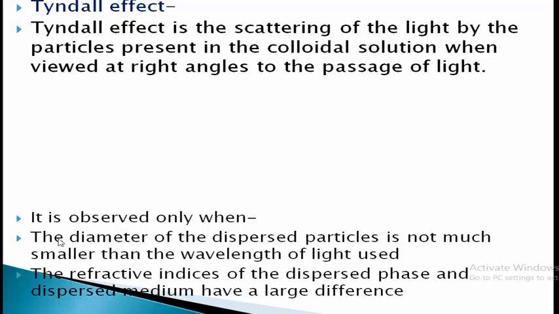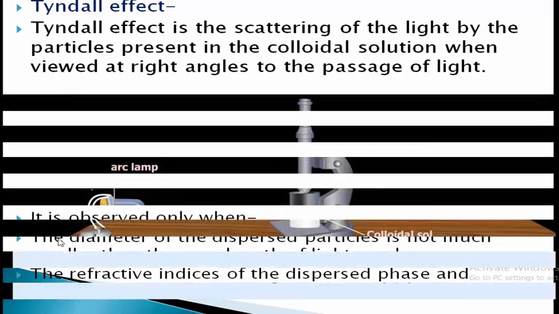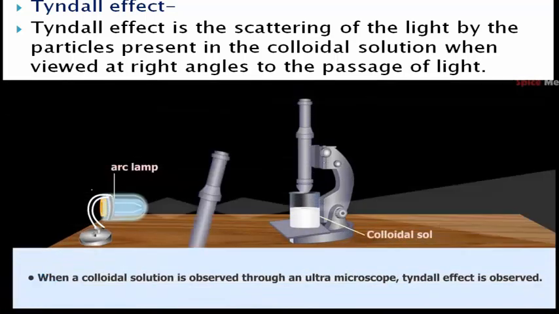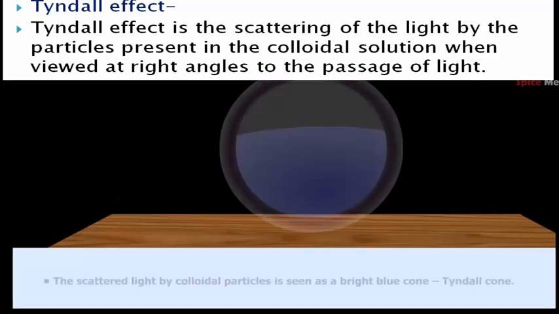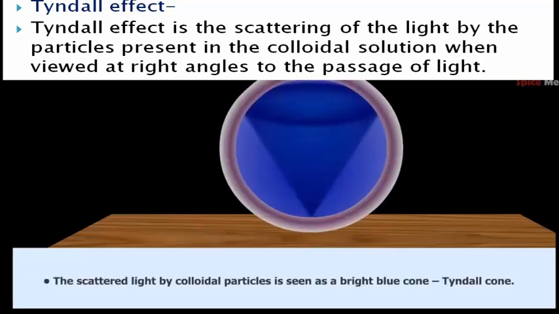Why the sky is blue, why a rainbow is formed, all those can be explained with the help of the Tyndall effect. The Tyndall effect is simply the scattering of light, and that property is shown by colloidal solutions because the particle size is bigger and they are able to scatter the light passing through the colloidal solution, and hence the path of the light becomes visible in the colloidal solution.